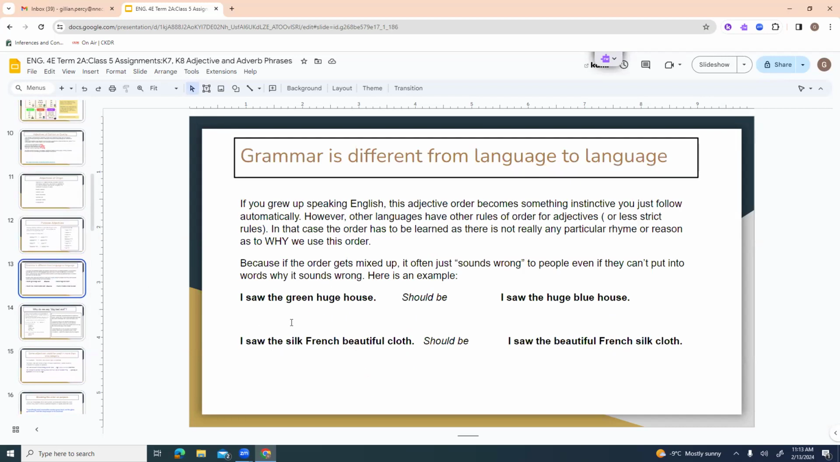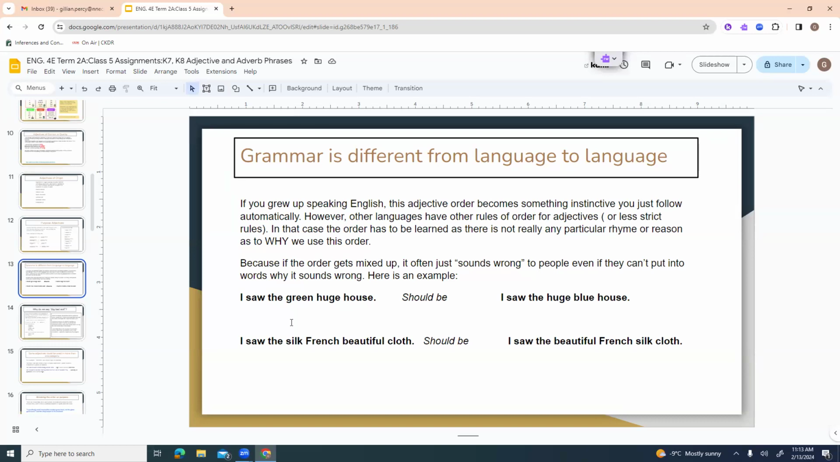If I said I saw the green huge house, that just sounds weird. It should be I saw the huge green house. Or if I tried to say I saw the silk French beautiful cloth, when I read that, I'm not even sure what they're talking about. Saw the silk French. Was there a French person? What do they mean there? It should be I saw the beautiful French silk cloth.